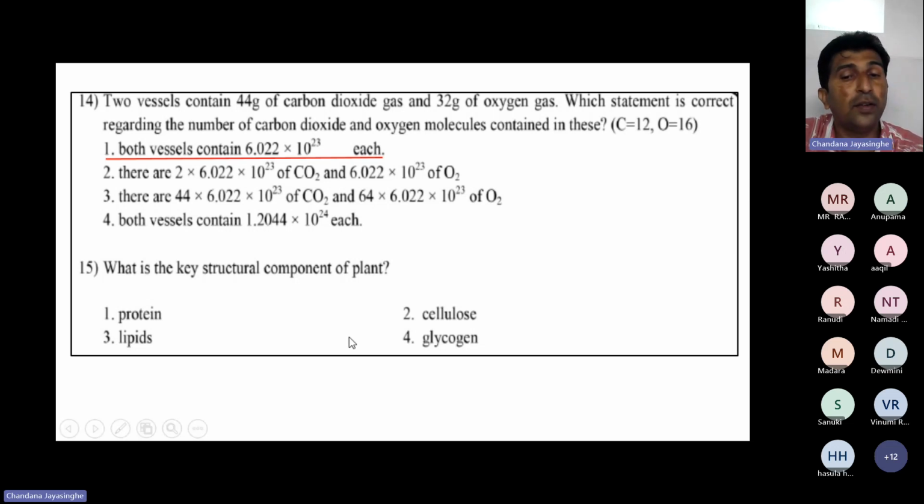Here we can say cellulose. Up to your O-level you learn cellulose, but when we go for the A-levels, we learn cellulose, hemicellulose, pectin, lignin, and many other structural components. But under the O-level we basically learn that the primary cell wall is made up of what?